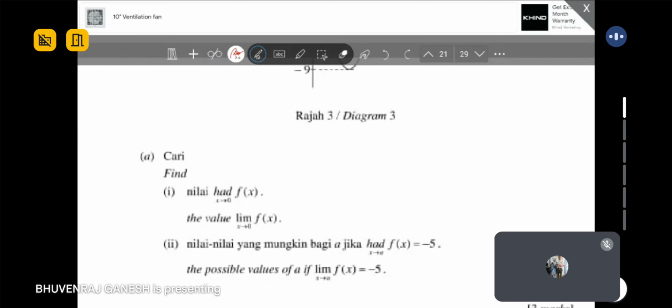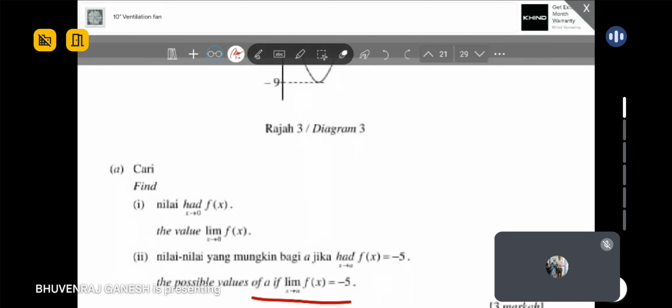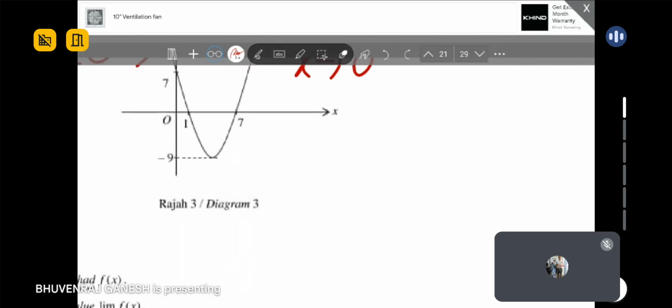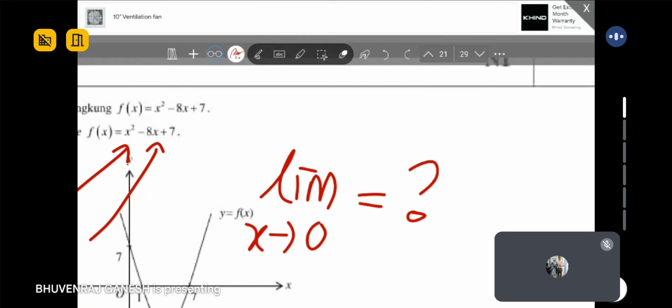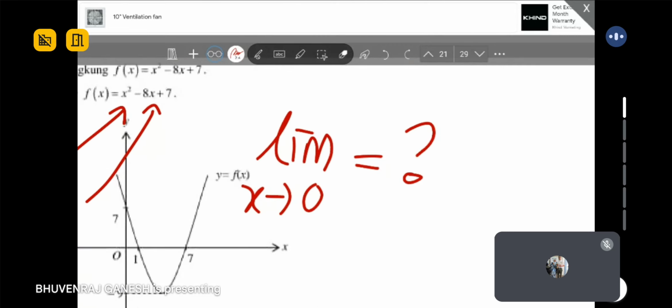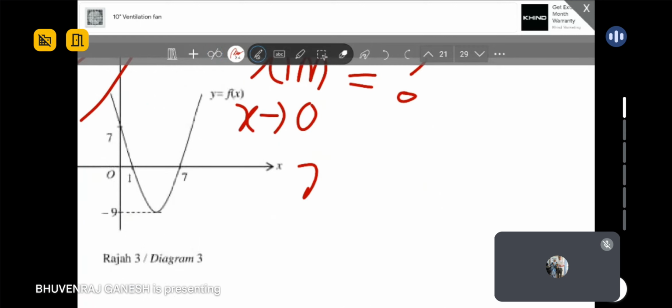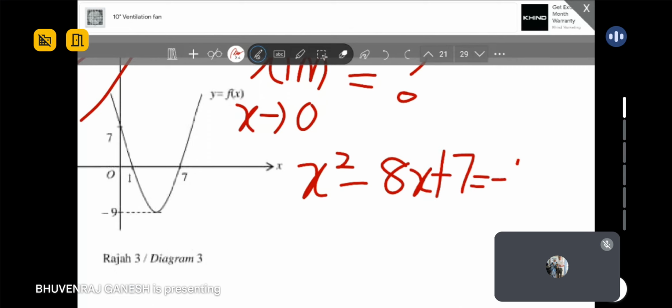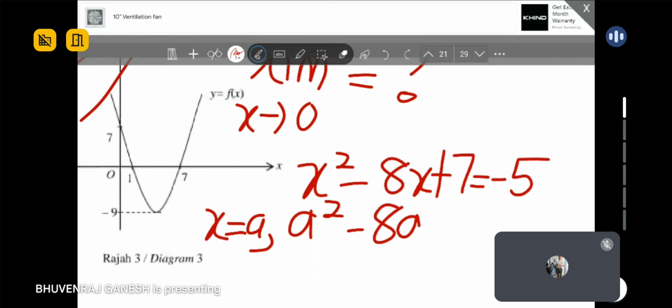So next one. Question A2. They say limit x goes to A, f(x) equal to -5. Okay, so you just need to let f(x) equal to -5. So x squared minus 8x plus 7 equal to -5. Over here, your x is equal to A. Okay, x sama dengan A. Alright, so something like this, macam ni.